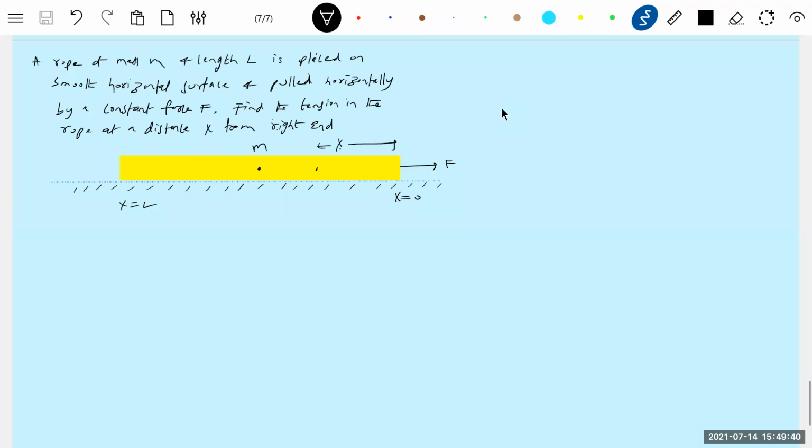Will there be tension? Yes, there will be tension. So what you do is you just break this up. Can we break up things? This will be F and this will be tension.